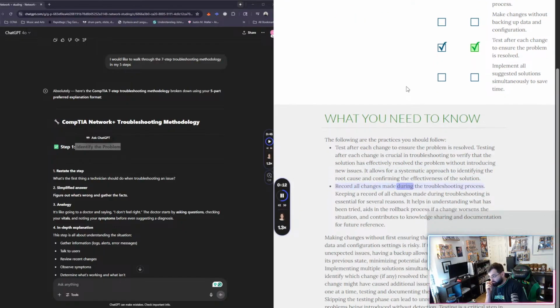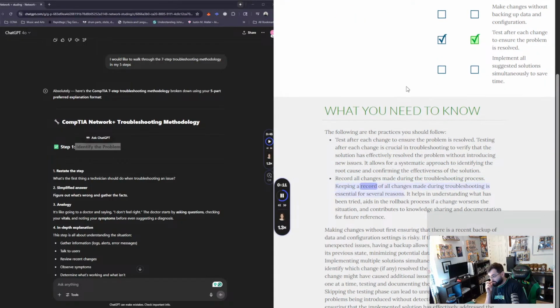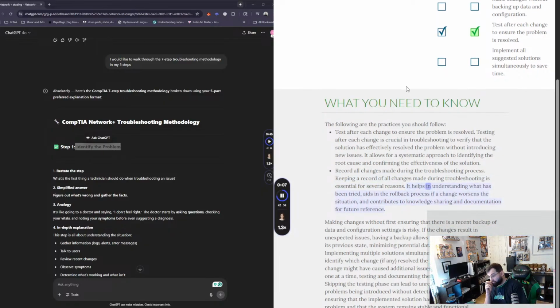Record all changes made during the troubleshooting process. Keeping a record of all changes made during troubleshooting is essential for several reasons. It helps in understanding what has been tried, aids in the rollback process if a change worsens the situation, and contributes to knowledge sharing and documentation for future reference.